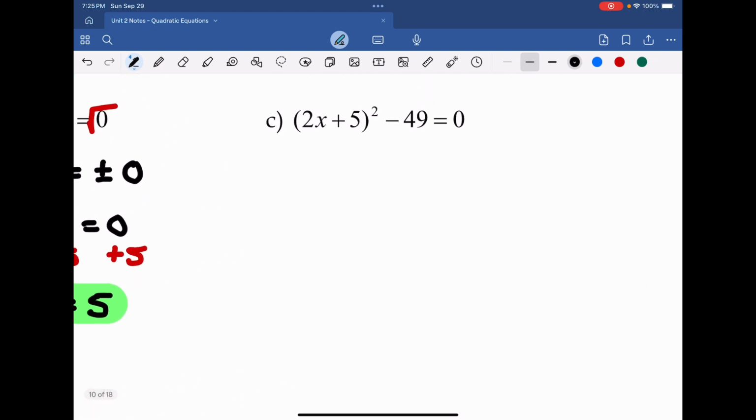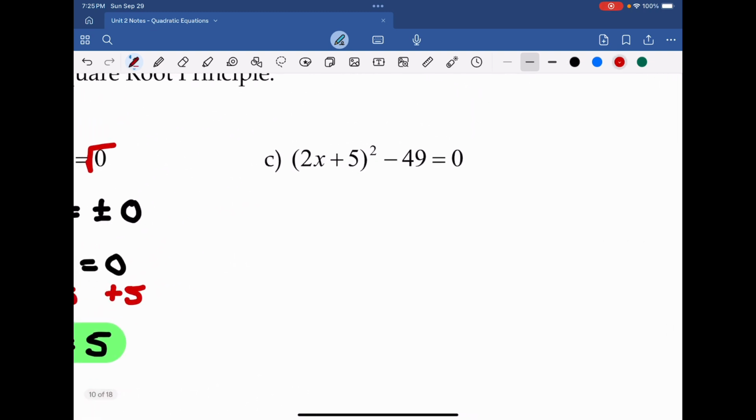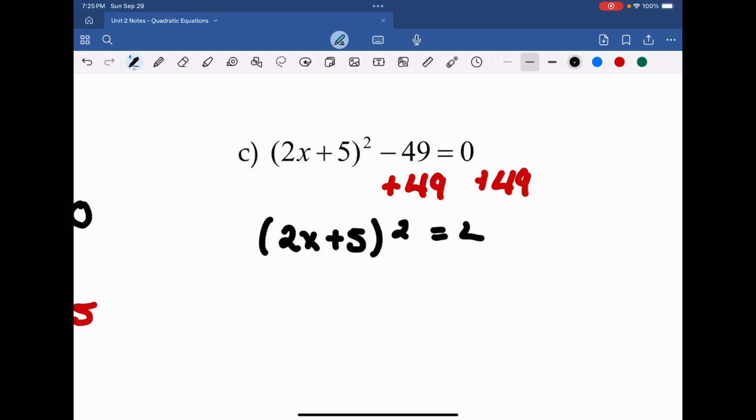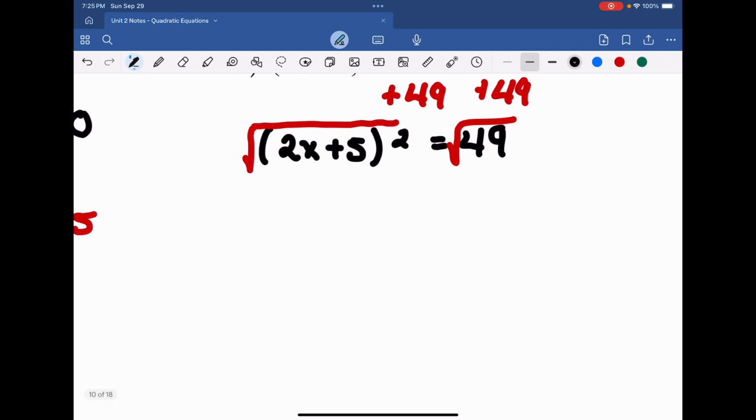Okay, let's go over to example C. On example C, it's getting a little more complex. We're blending a bunch of the topics together. I'm going to add 49 to both sides. When I add 49 to both sides, it isolates the squared term. So 2x plus 5 all squared is equal to 49. This is what we want. We want that squared term, whether it's a binomial or monomial or even trinomial, to be on its own. We're then going to square root both sides. If I square root both sides, this is going to give me the following: 2x plus 5 is equal to plus minus 7, because anytime we take a square root, we must plus minus.